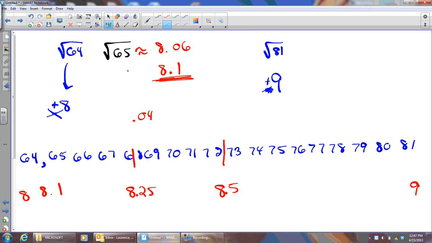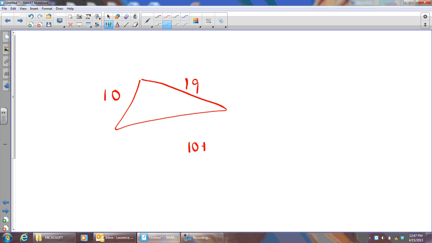Let's say we have a triangle, and the sides are 10 and 19. Okay, to get the upper bound, I'm going to do 10 plus 19, which is going to be 29. To get the lower bound, I'm going to say 19 minus 10, which is going to be 9. Well, x has to be between those two numbers, not including the two numbers.